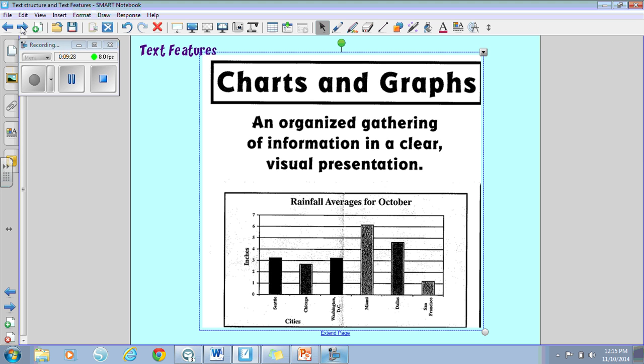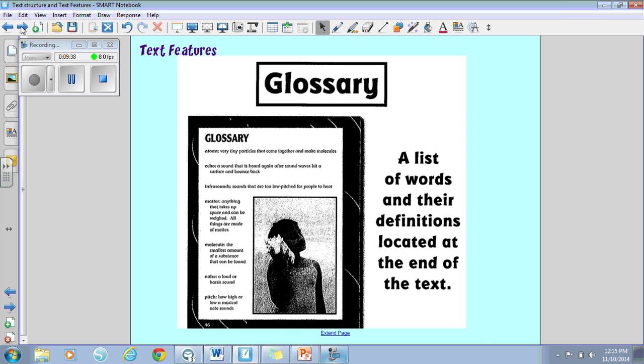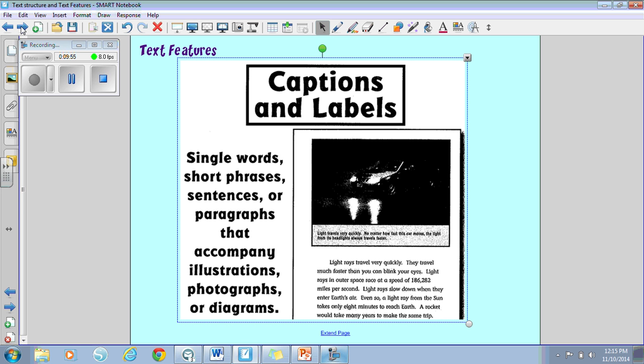Next, we have charts and graphs. Charts and graphs organize information that is very visual for us as readers. Then we have glossaries. The glossary helps define words that are important for understanding the main idea. When a word is bolded in a text, you can find the definition within the glossary. Next, we have captions and labels. Captions and labels accompany a picture and are designed to explain the picture and possibly offer new insight and knowledge.